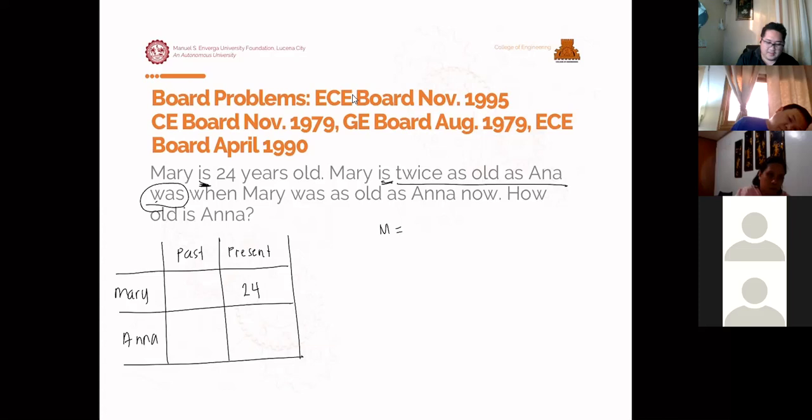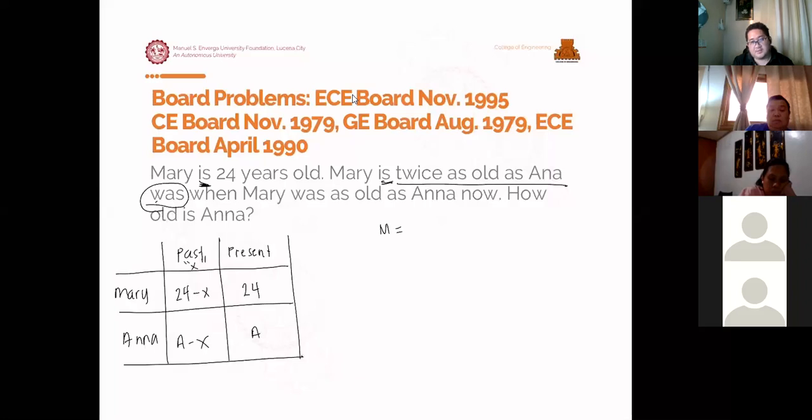Okay? So, hindi natin alam kung ilan yung past na tinutukoy niya, no? So, sabihin natin, X yung past. So, kung si Ana, yung age niya, halimbawa, letter A ang representation natin. Kung sa past, ibig sabihin si Mary, ang age niya nung past, siya ay 24 minus X, no? Yung X years. Tapos si Ana, ang age na dati ay A minus X years, no?